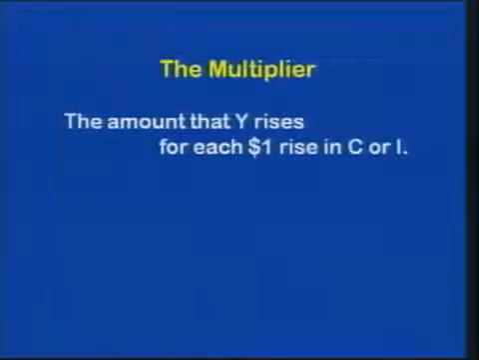So the multiplier, by definition, is the amount that aggregate output increases for every $1 increase in consumption or investment. We know that the multiplier is greater than 1. The question is how much greater than 1? And we can actually work through this and use your high school algebra to calculate what it actually is.